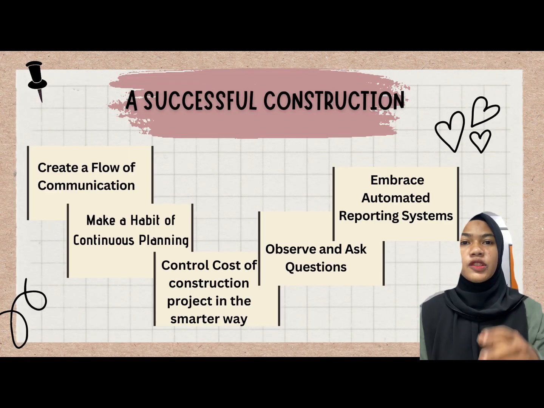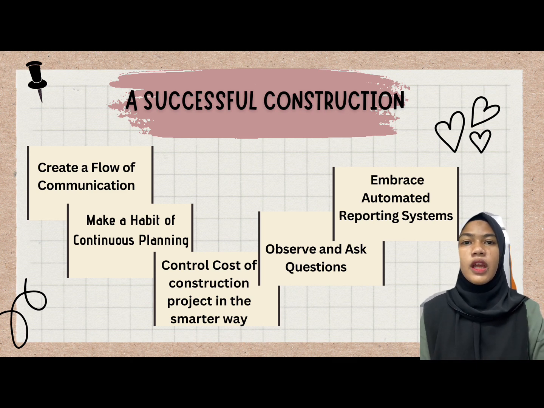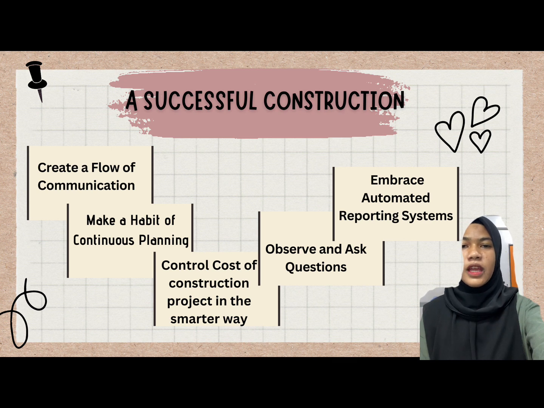Here, I will explain the strategies that can be used in making successful construction. First, create a flow of communication. Indeed, communication is essential in every phase of any construction project. Building an effective communication flow will facilitate coordination between all parties. Furthermore, transparent communication will make the process smoother and reduce the number of emails and phone calls when there are problems. Second, make a habit of continuous planning.